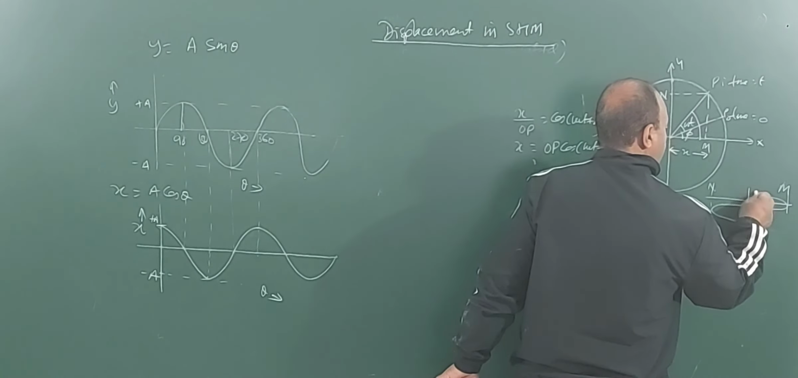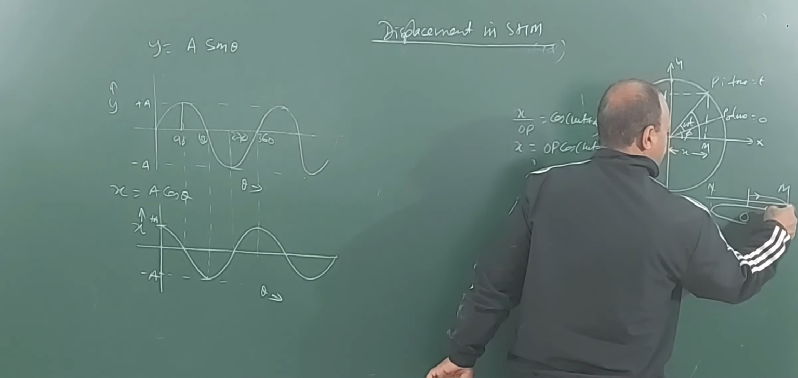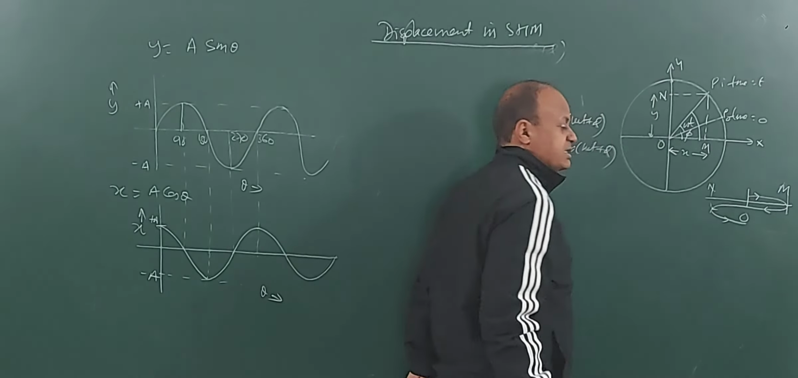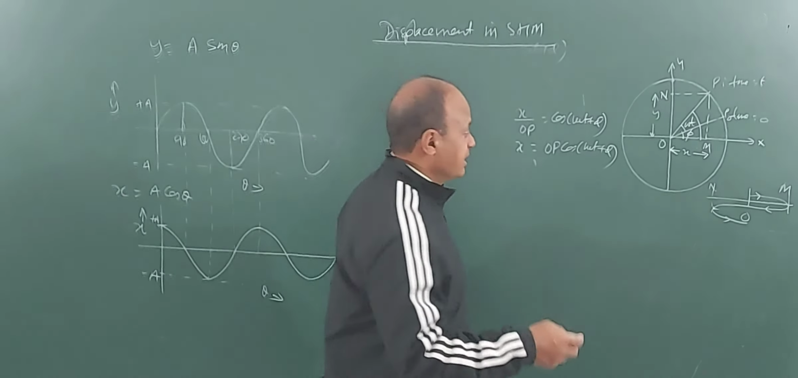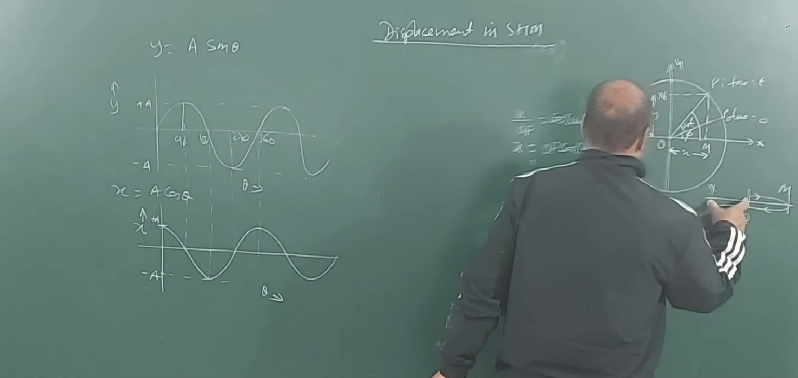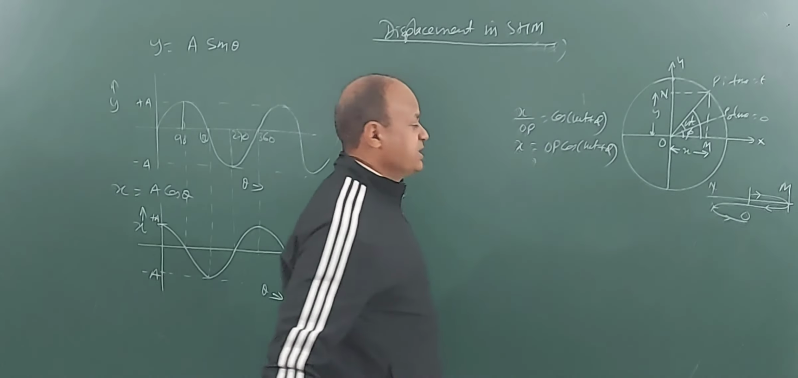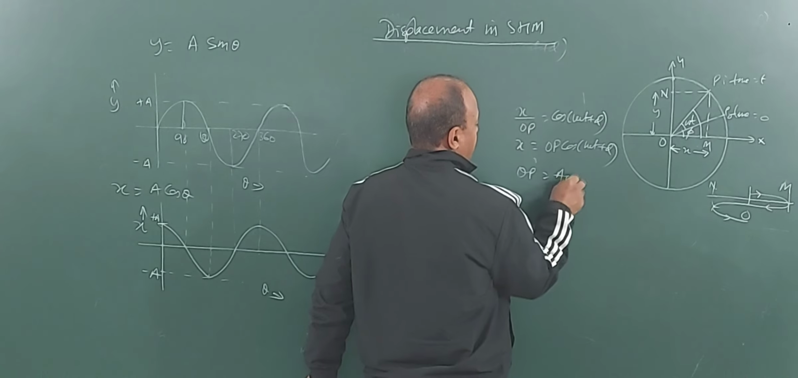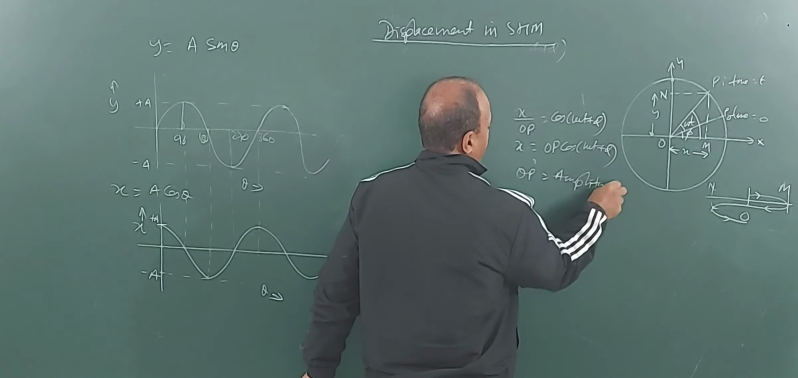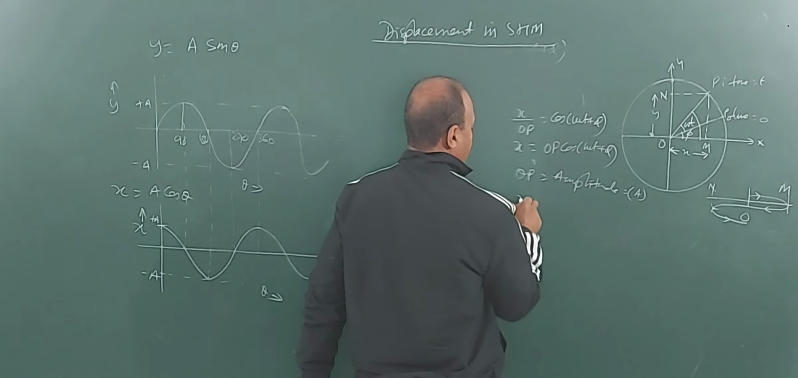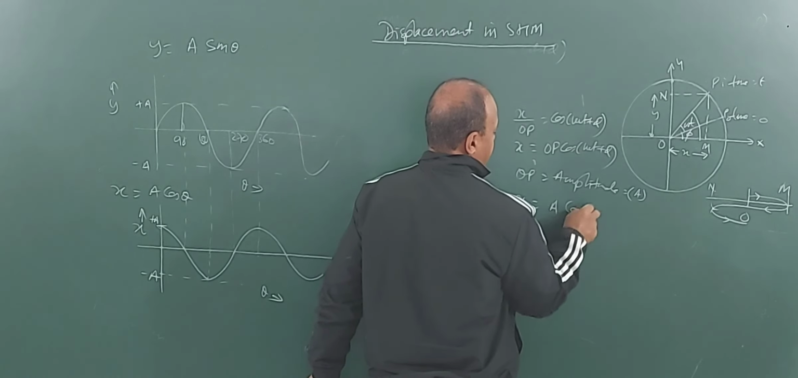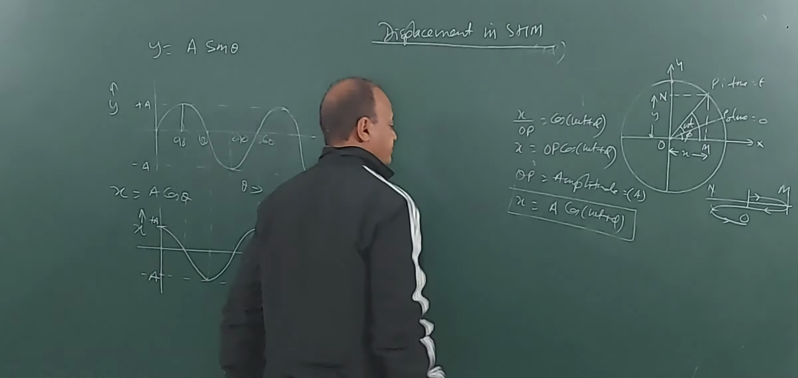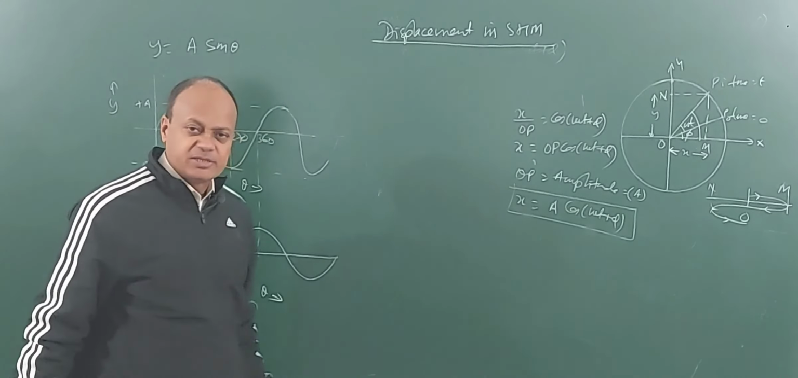The particle goes from here up to M, comes back, goes up to N and again returns, passes through N. So in one cycle, maximum displacement is this or this. So that is OP, and OP is the amplitude of the particle. Amplitude is A. So equation of displacement along x axis is x is equal to A cos(omega t plus phi).